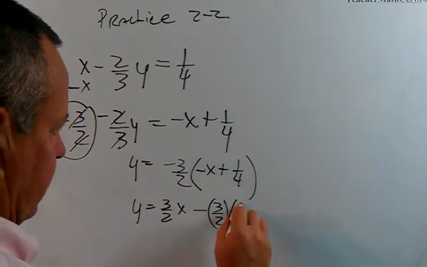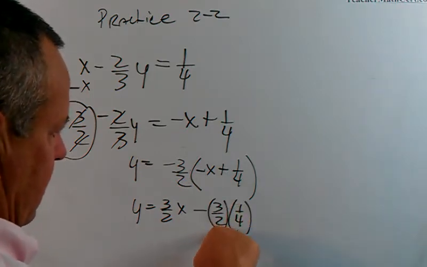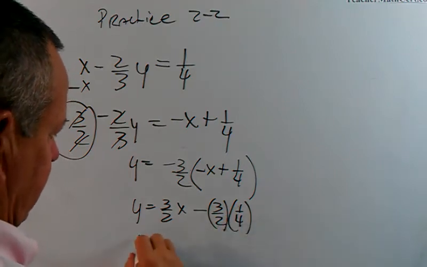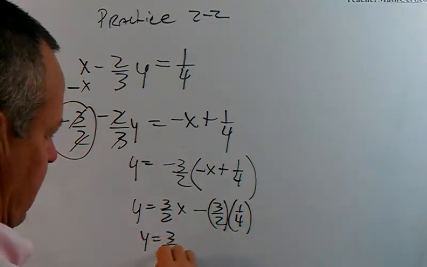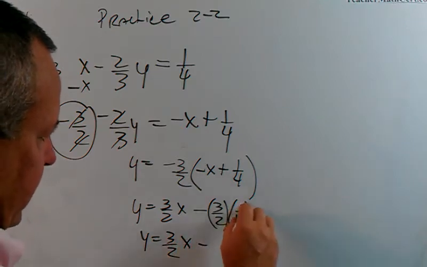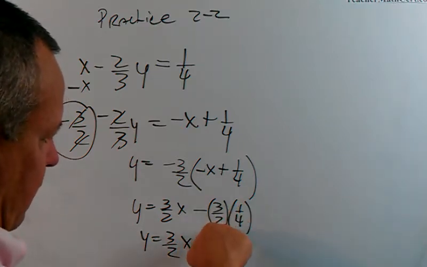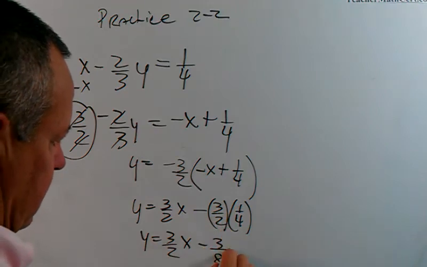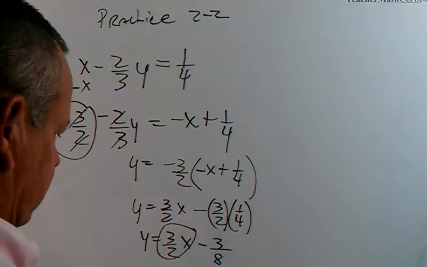3 over 2 times 1 over 4. Then this is multiplication, so y is equal to 3 over 2. We've already got the answer. 3 over 2 is the slope, right? Minus 3 times 1 is 3, over 2 times 4 is 8. Okay? But that's the answer.